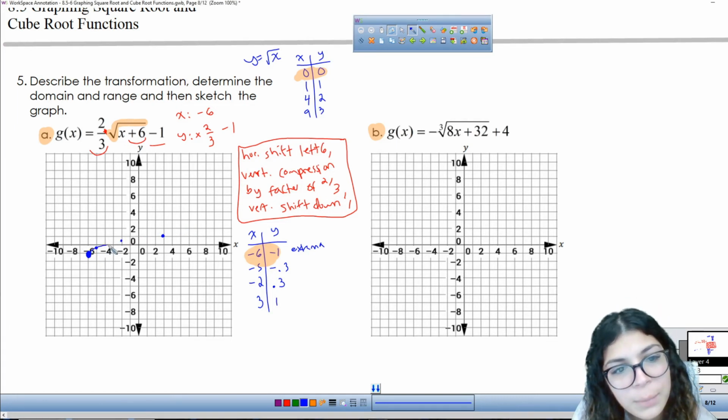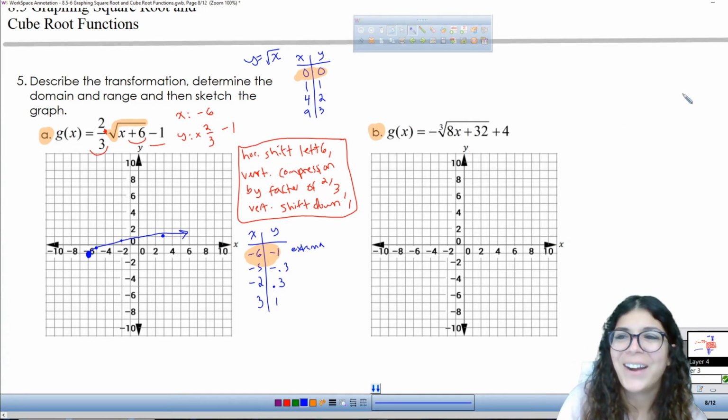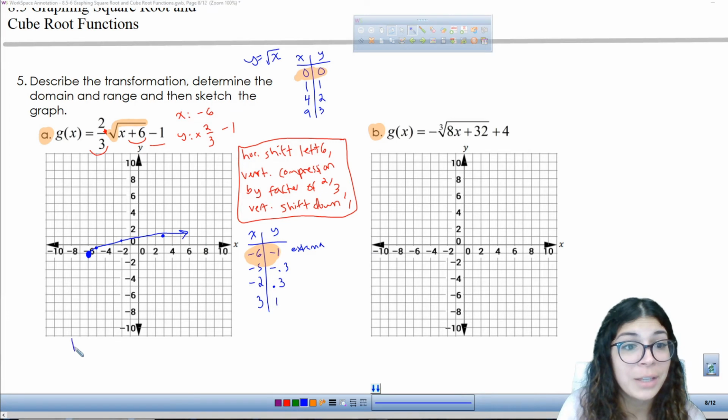I'm going to try one last time to connect that one last dot. Barely missed it. It's okay. We'll pretend I went through it. All right, so let's go ahead and write our domain and range.